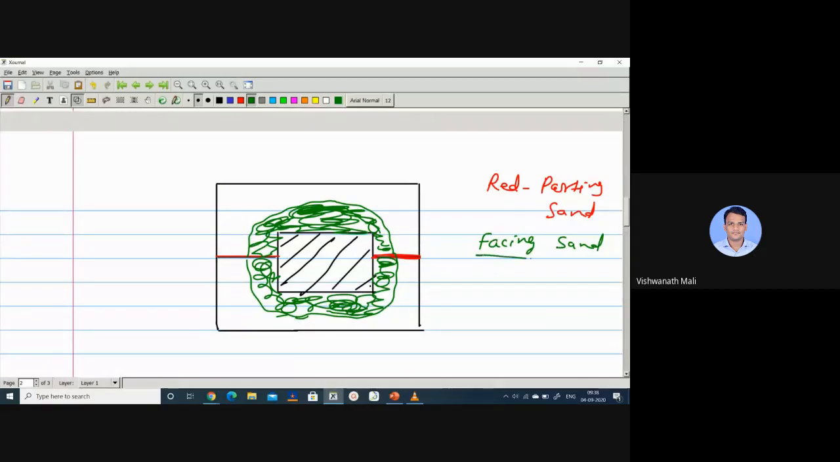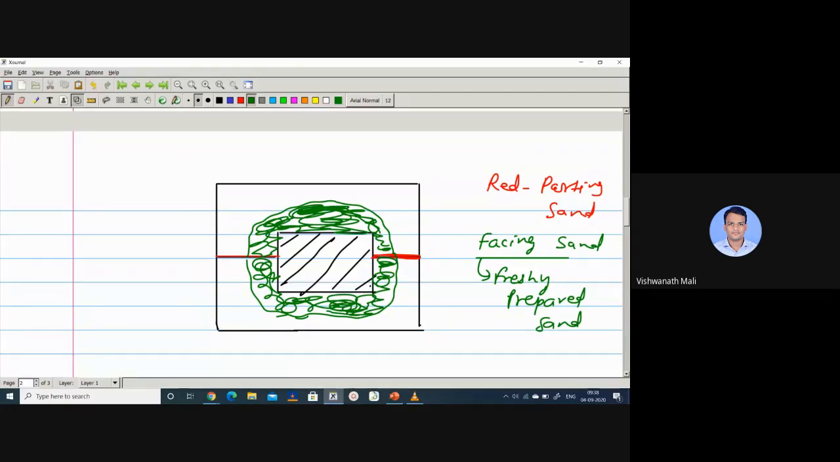This facing sand is freshly prepared sand. Whatever the facing sand is, we use fresh. Fresh means that it is not used previously. When we manufacture any product by casting, we remove that casting from the sand. Now that sand is used.